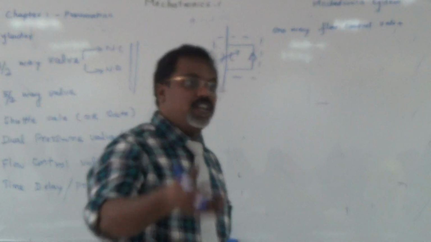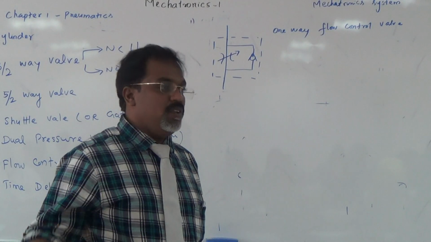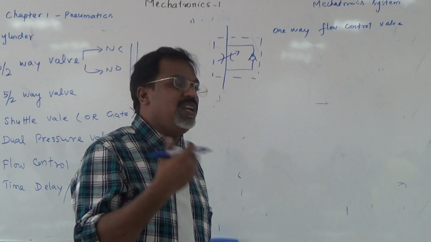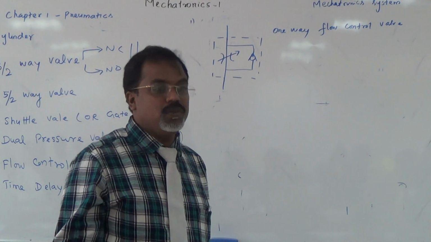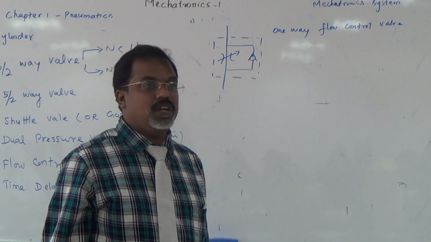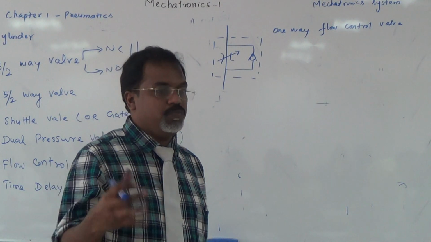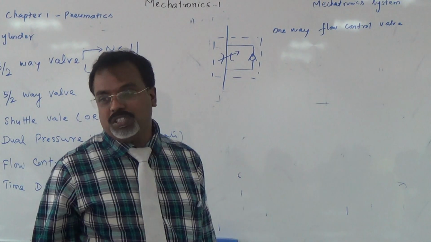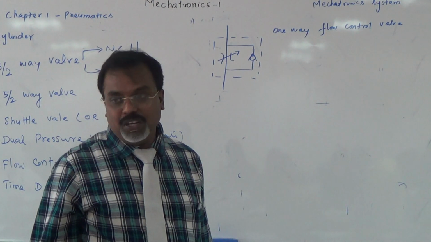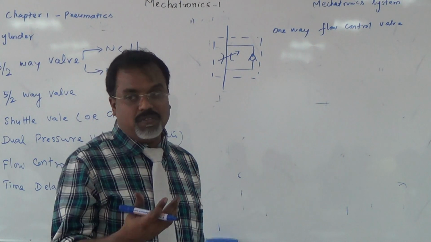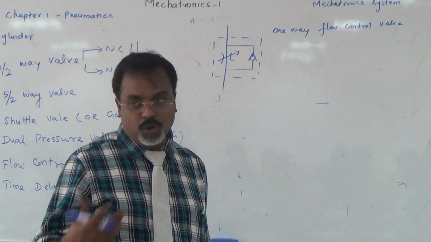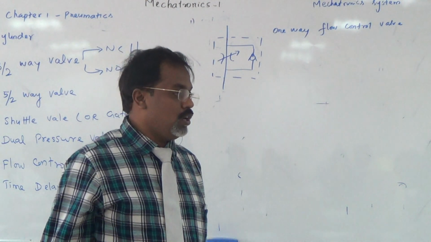Or otherwise, when you are going to release the air, if it is happening immediately and you want to release the air in a controlled way, you can use the flow control valve. Normally, quick return only we are using, but if you want controlled motion in the backward direction, we can use the flow control valve. Either forward direction or backward direction, for both purposes we can use the flow control valve.